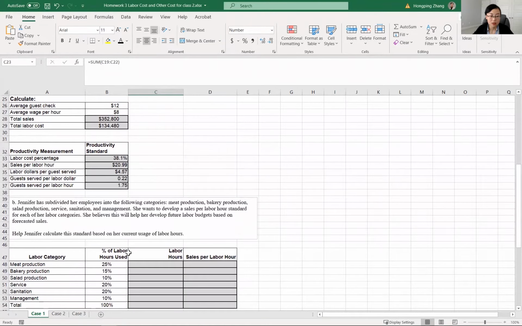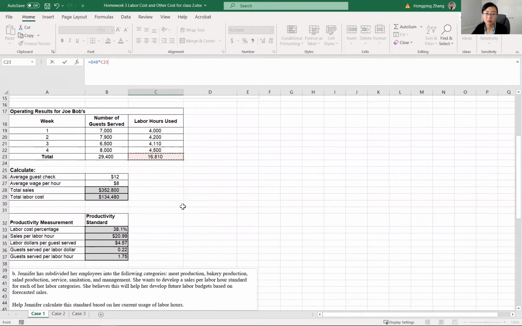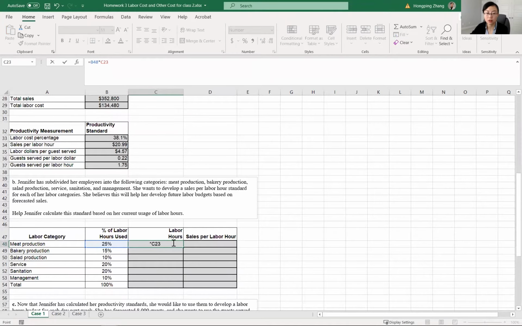And here to calculate labor hours, we want to use the percentage of their labor hours used times this number up here. You can simply type this number here. You can also click on this cell to refer to it. But if you don't put a $ sign in there, then it won't be correct.